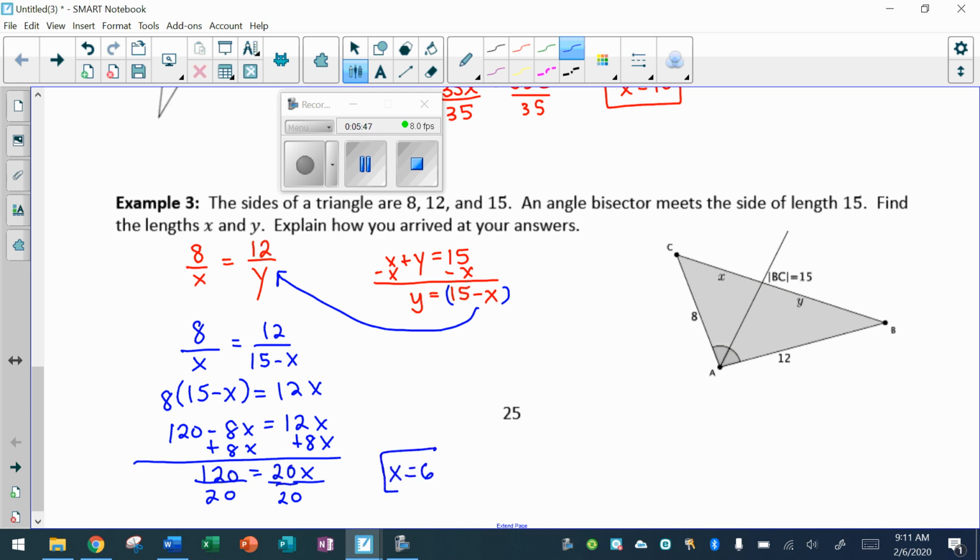Have I answered the question? Oh no, it wants me to find both x and y. So y is equal to 15 minus 6. So y is equal to 9.